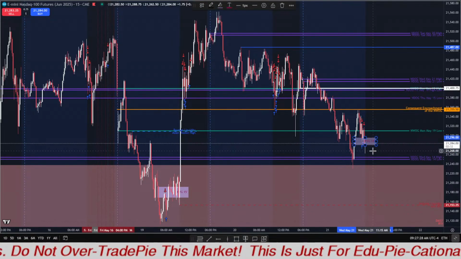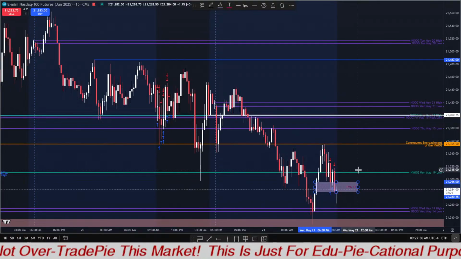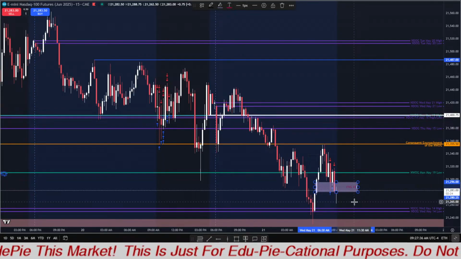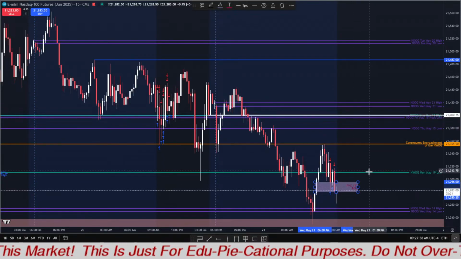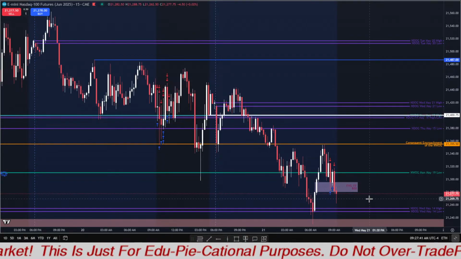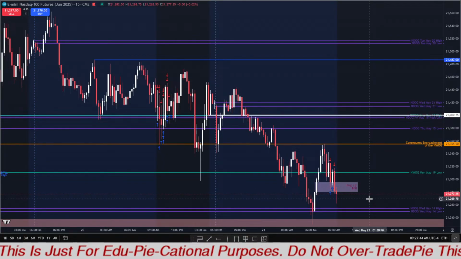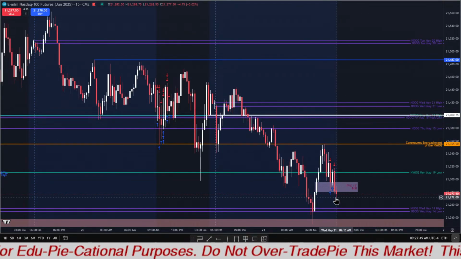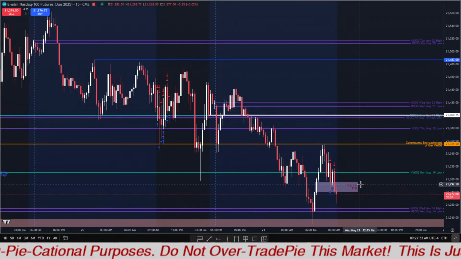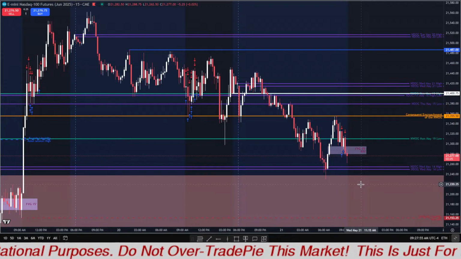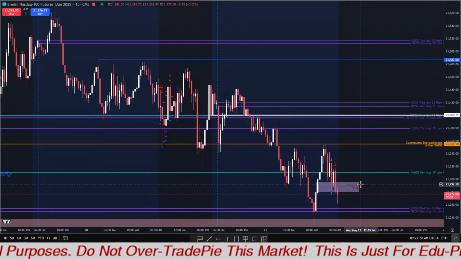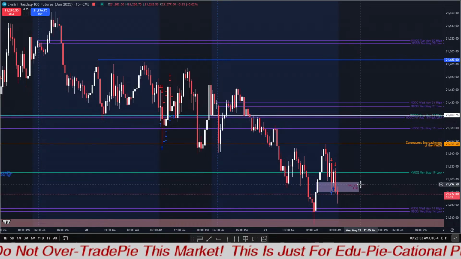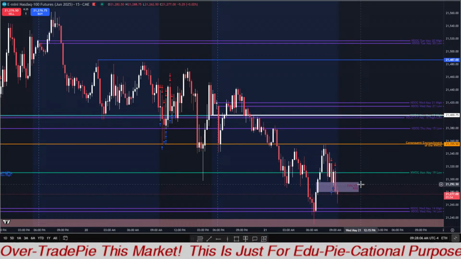Now, I'm interested in this inefficiency in the 15-minute chart. As you can see, this is an FVG that I'm highlighting over here, and I would like to see how the market is reacting to this inefficiency. So far, the bodies of the candles remain inside the 15-minute inefficiency, and let's see how it will open and what we will do in the opening range.